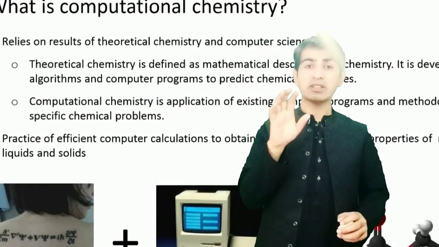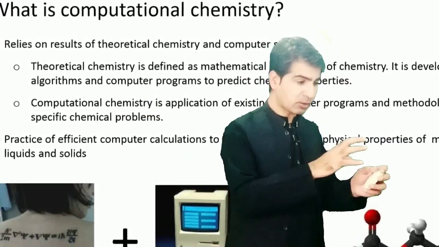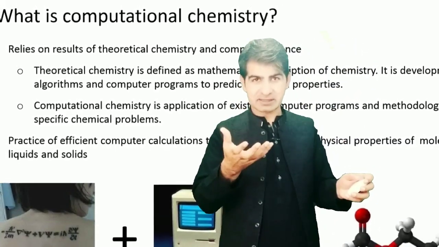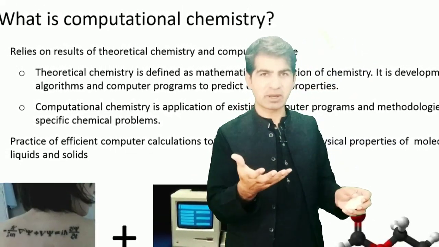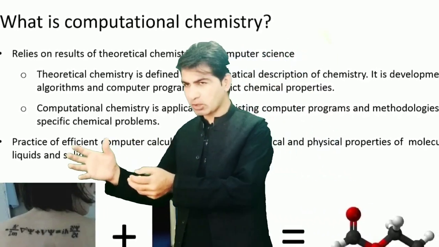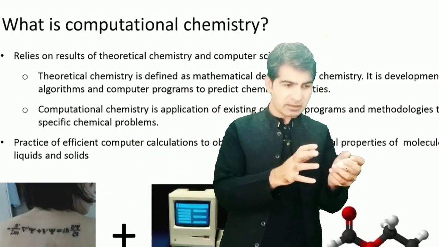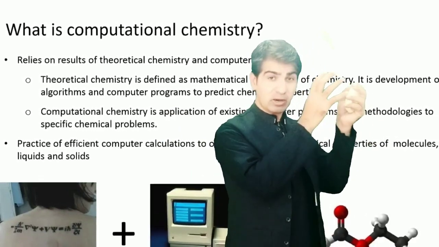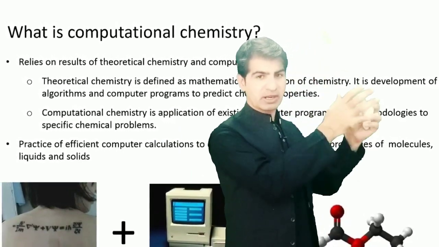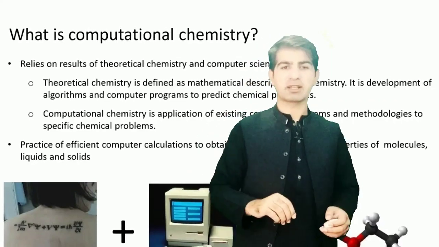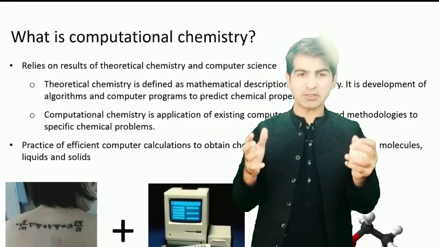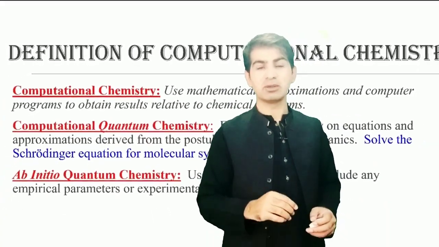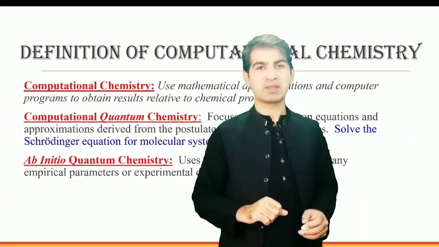Got it? The theoretical chemists develop the new processes and the new computer programs, and the computational chemist comes and uses the already existing programs. It means this is the application of theoretical chemistry. So it is the practice of efficient computer calculation to obtain chemical and physical properties of molecules, liquids and solids.